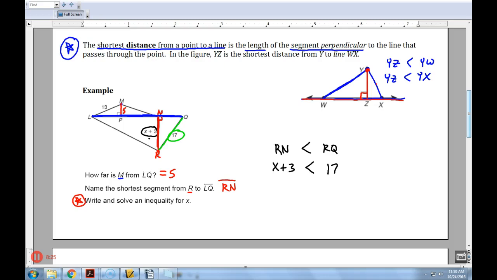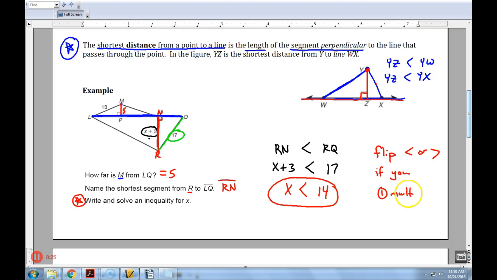I subtract 3 from both sides, and I get x is less than 14, and I leave my sign the same. So this is my answer. My symbol doesn't flip. Remember, the only time you need to flip your less than or greater than inequality symbols is if you multiply by a negative number, or if you divide by a negative number. Then you have to flip the sign. But right here, all I did was subtract. I just subtracted 3 from both sides. There was no multiplying or dividing, so I didn't have to flip the sign.